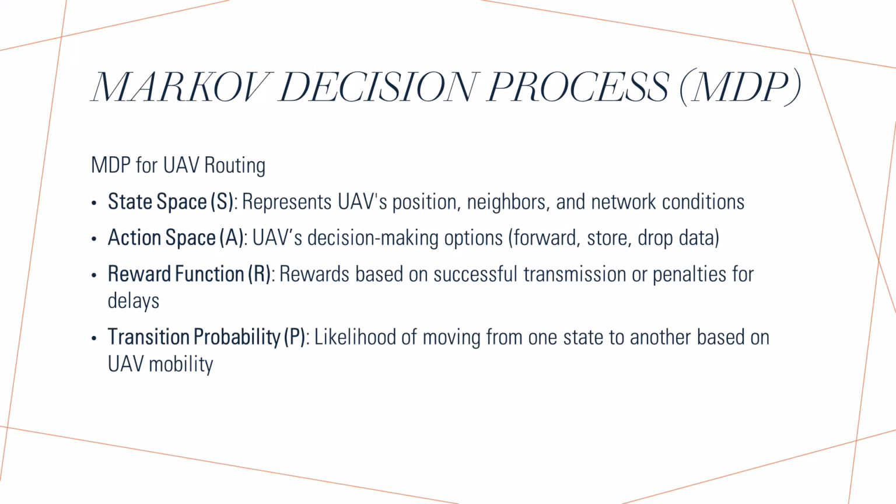Next, the UAV routing problem is modeled as a Markov decision process, MDP, where each UAV acts as an agent interacting with the environment. The state space includes the UAV's position, link quality, and the status of neighbor UAVs. The action space includes decisions such as forwarding data to another UAV or storing it for future transmission.